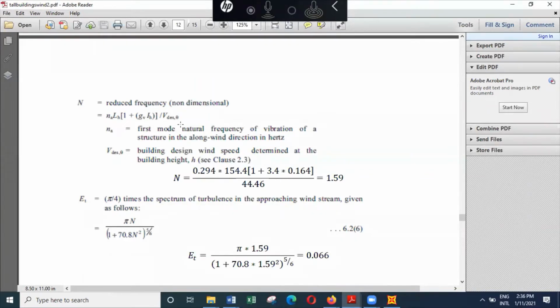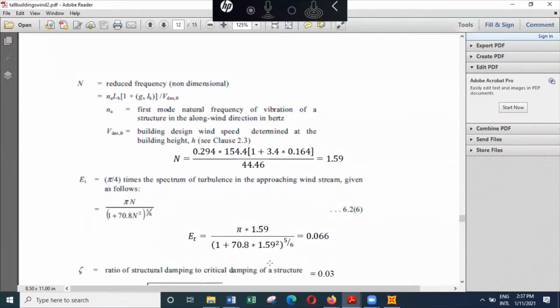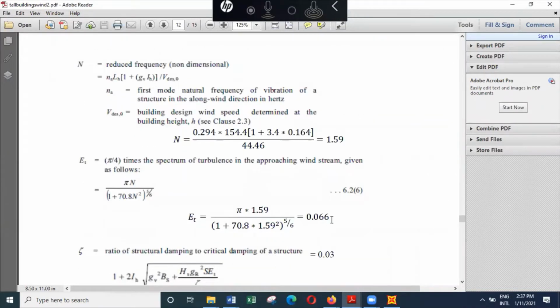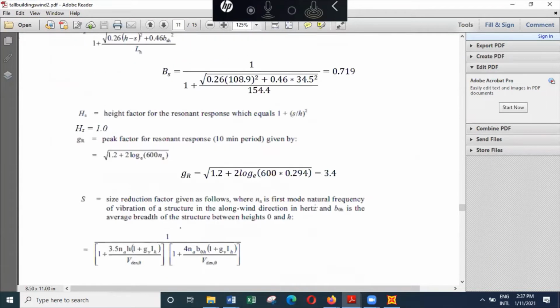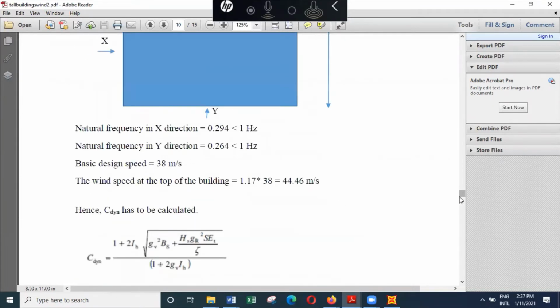So N is equal to 0.294 plus 154.4, times (1 plus GV, which is 3.4, into IH, which is 0.164) divided by the velocity. So you will end up with 1.59 for N. And then when you substitute for ET, that is this equation, you will end up with 0.066.